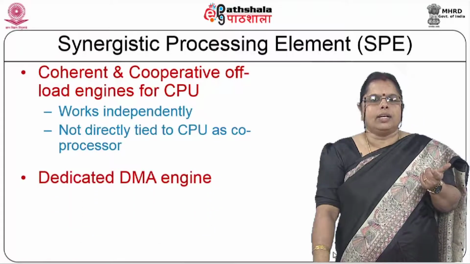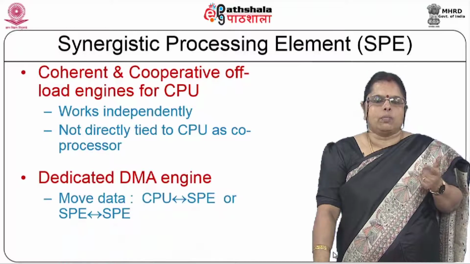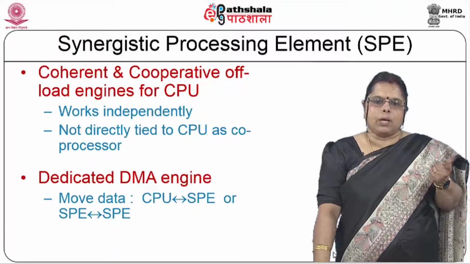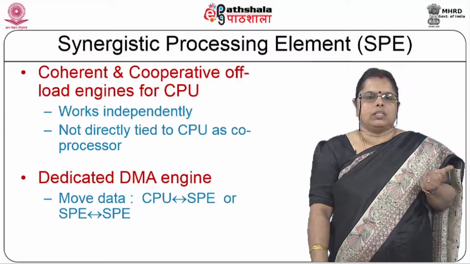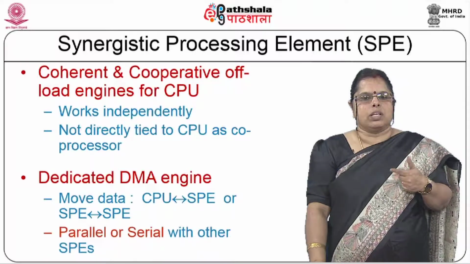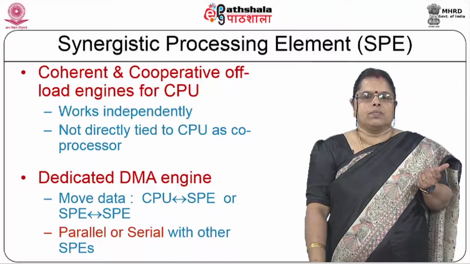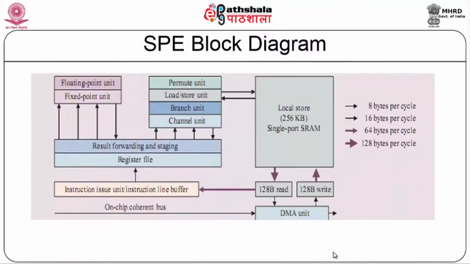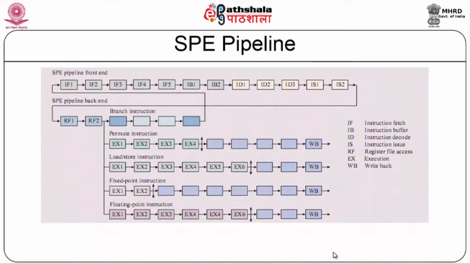They have a dedicated DMA engine which moves data between the CPU, which is your power processing element, and the SPE or among the various SPEs. You can have parallel or serial transfer with other SPEs. So, this gives you the block diagram of the SPE indicating all the various functional units including the local store unit. And this is the SPE pipeline which tells you how many clock cycles each one of these will take. Remember, it is an in-order scheduling. You can see the number of clock cycles each one of these instructions take.